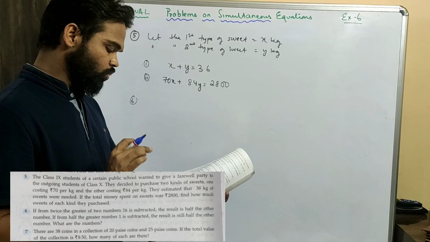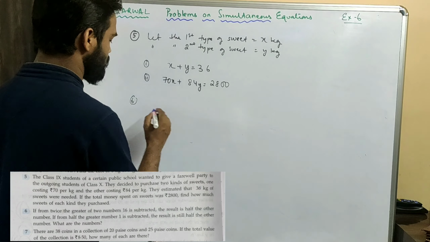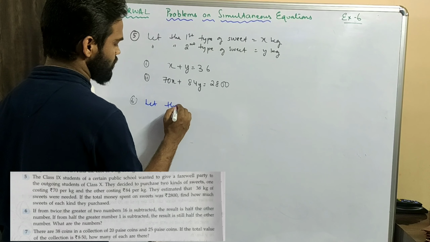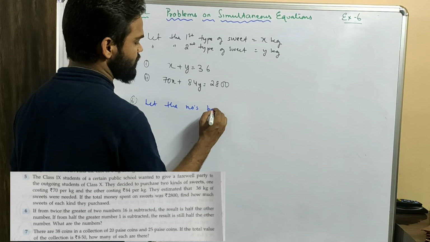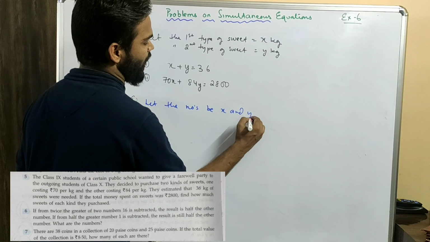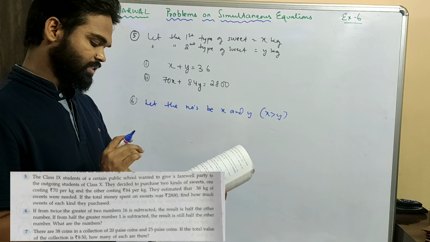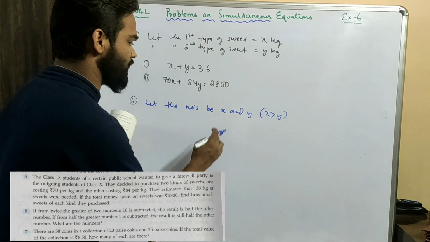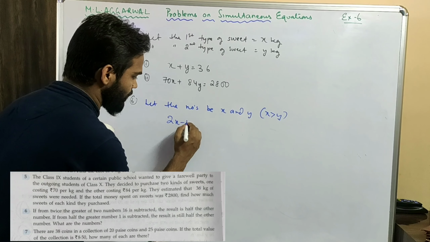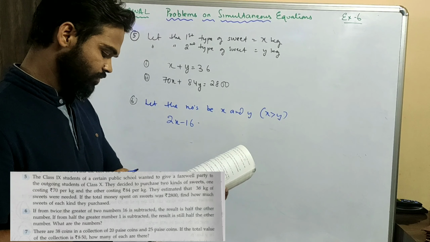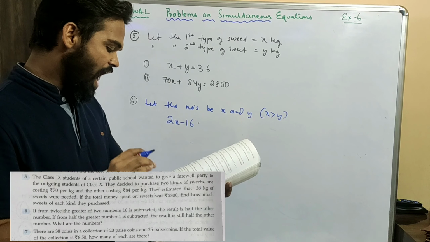Now number 6 you see. If from twice the greater of two numbers... So let the numbers be x and y, and I assume that x is greater than y. Now I'll read the sum. If from twice the greater of two numbers 16 is subtracted, so 2x minus 16, they have told, the result is half the other number.